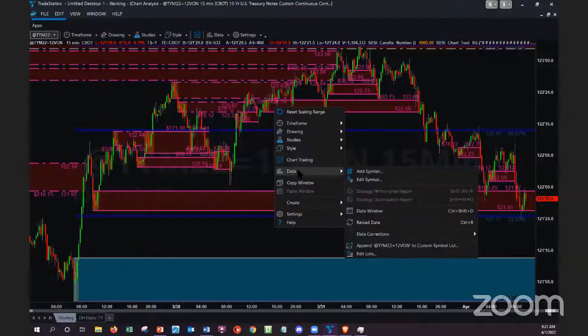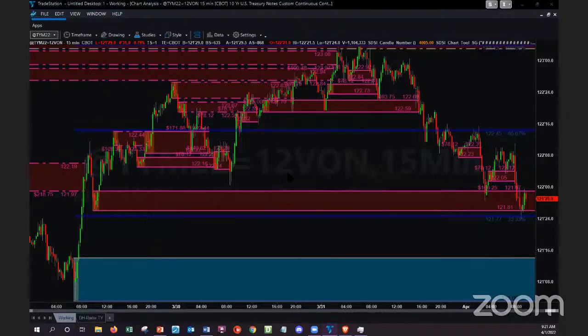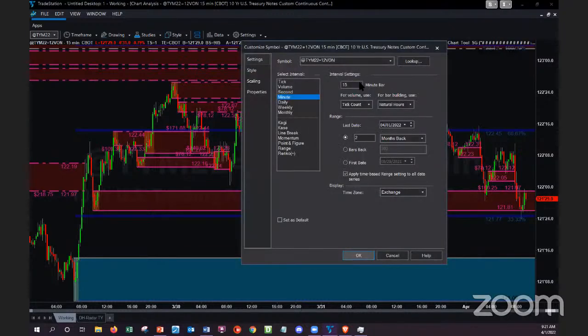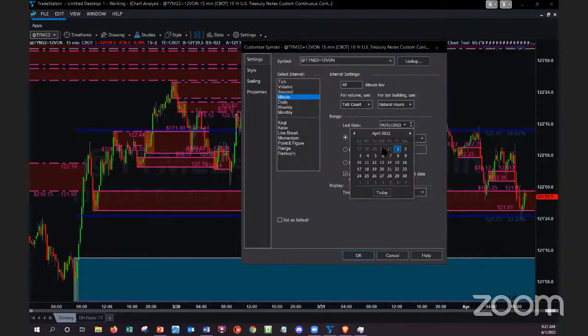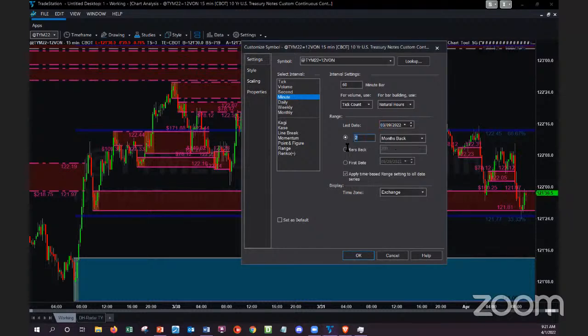So let me go in here and go to data, edit symbol. Of course, it brings it up on the other monitor. And this is on a 15-minute. So let's go to a 60-minute chart. And I don't want 9 months of data. I'm going to do 2 months of data. Actually, I'm going to go back to last date. Instead of 4/1, I'm going to pull a date back up here in March. March 9th, and I'm only going to pull 1 month of data.